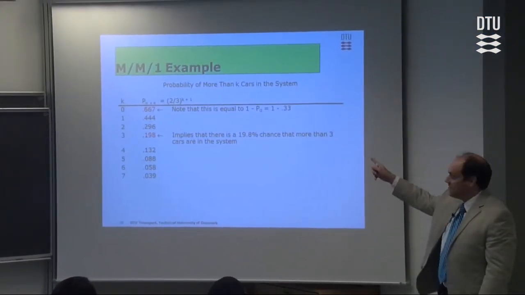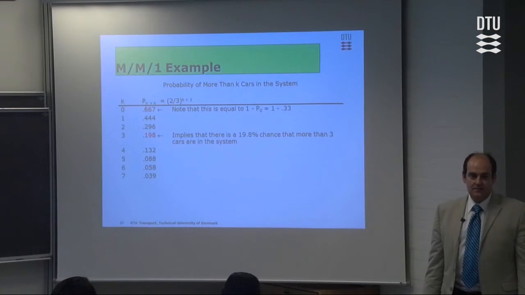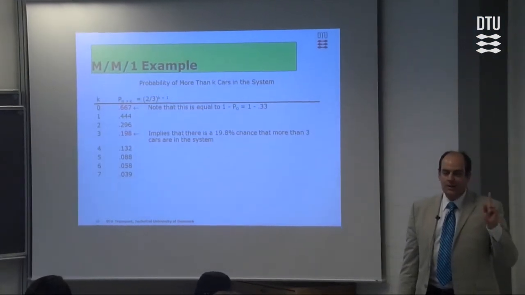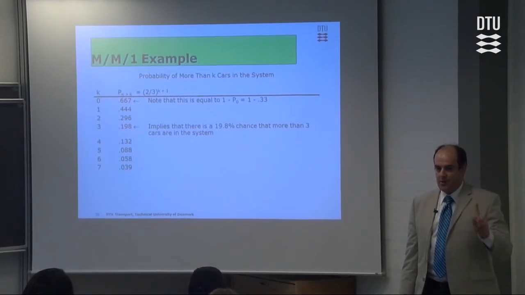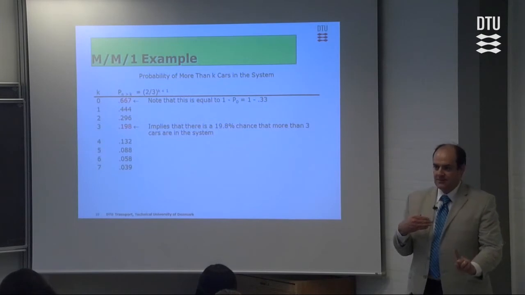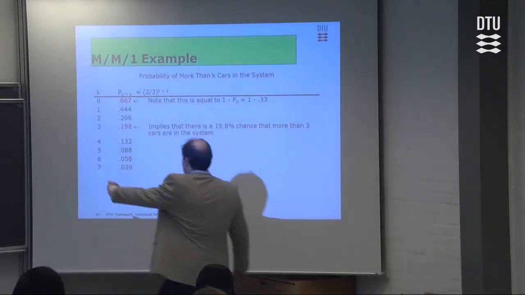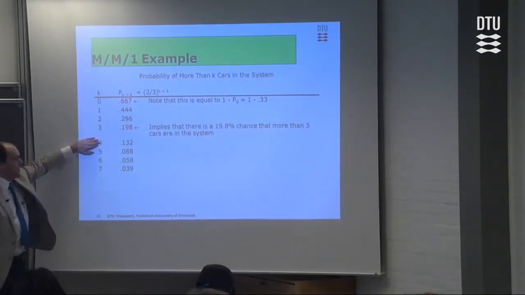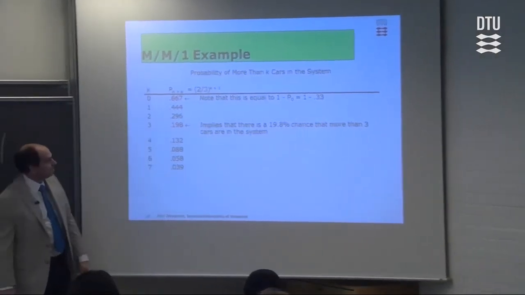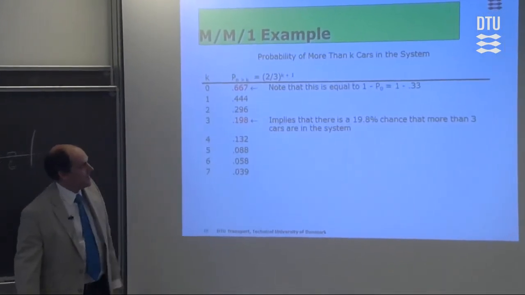This is an MM1 queue. How many things are in service? 1. It only has 1 server. It has 1 slot. It has 1 resource. So there's 1 thing in service. Everything else is in the queue. So this is the probability that there are more than 4 things in the system, the probability that there are more than 3 things in the queue. And then the rest of it just follows that pattern right there.